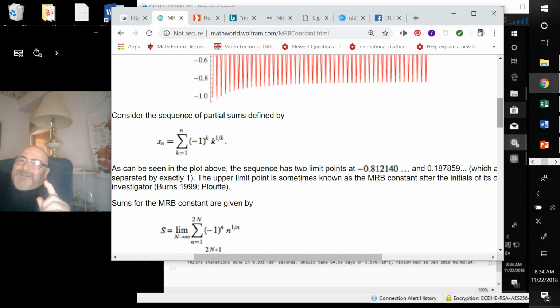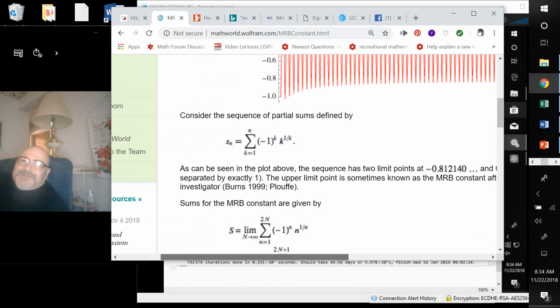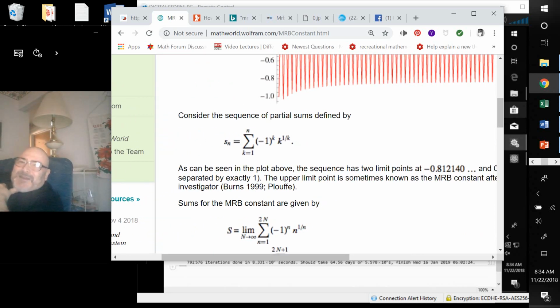That is because the limit of k to the 1 over k as k goes to infinity is exactly 1. You can figure that out on your own. The upper limit is sometimes known as my MRB constant, after my initials. I wrote Simon Plouffe about that in 1999, and he published it. The links are kind of hard to come by, and lots of them are out of date. You can eventually find one that works, though.